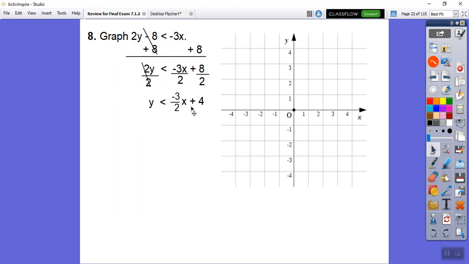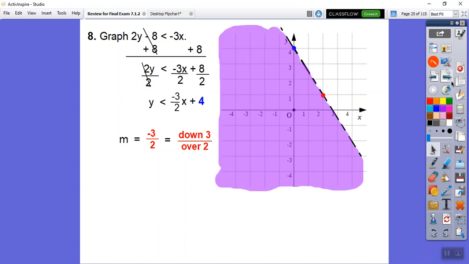Okay, I'm going to graph this plus 4 first and then use my slope and go down 3 to the right 2. And this one's going to be a dotted line. It's not a solid line, it's going to be a dotted line. So I'm going to plot those points right there. Here's that plus 4, and then the slope is down 3 over 2. So down 3 over 2. I'm going to connect those up with a dotted line right there. And then since it's less than, that means we're going to shade the side that's below this line. So that would be this side right here, something like that.